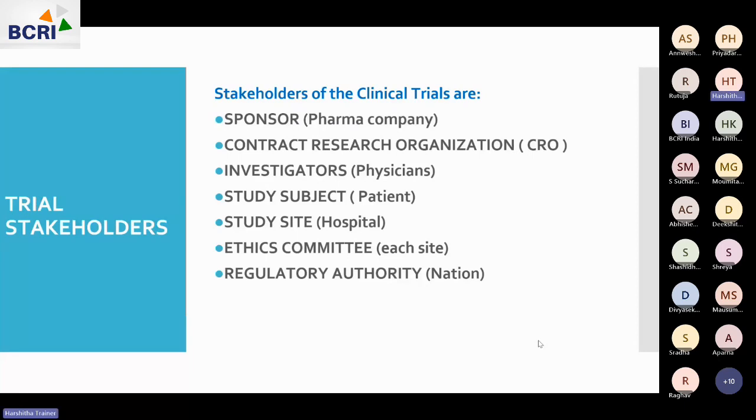Each study site should have an ethics committee. And each country will have a regulatory authority. The regulatory body for India is DCGI. The regulatory body for the United States is the United States Food and Drug Administration, US FDA. If you're conducting a clinical trial in a country, the regulatory authority has to approve it. Only then can you conduct that clinical trial. To conduct a clinical trial at a hospital, at a study site, your ethics committee has to approve.